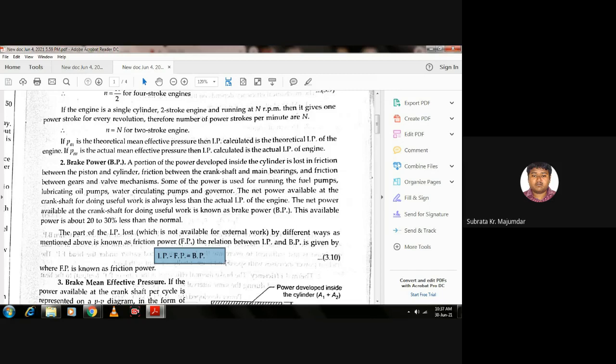The net power available at the crankshaft for doing useful work is known as brake power. This available power is about 20 to 30% less than the normal. Means if we design an engine with 100 kilowatt as its indicated power, then we get a brake power of 70 to 80 kilowatt, which is 20 to 30% less than the normal.